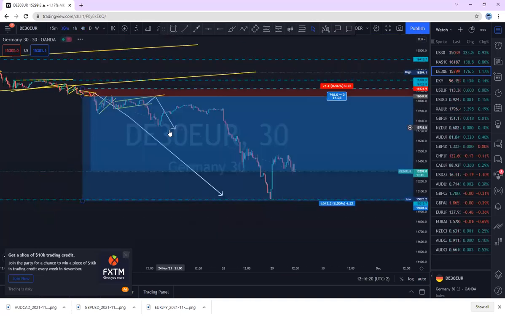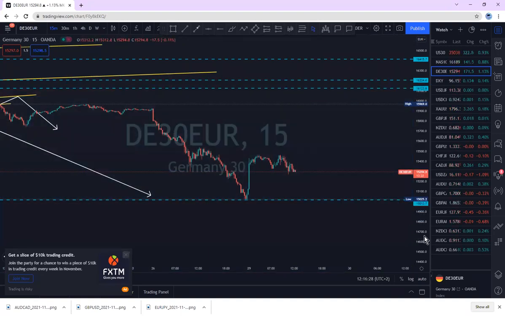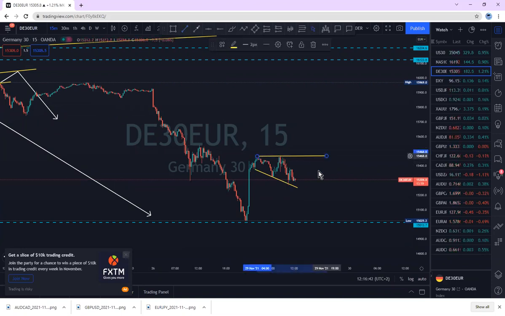Let me check smaller time frame here. This one, it will depend. Let me go to M15. Let me remove this one since we are done. We have an impulse to the upside. So this is my anticipation right now on this one. It will depend on what's going to happen.